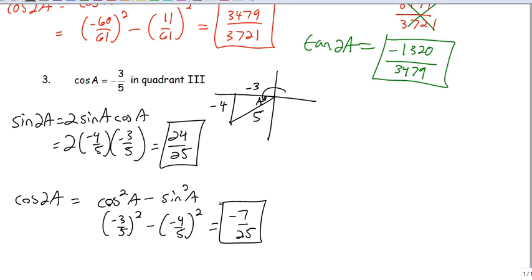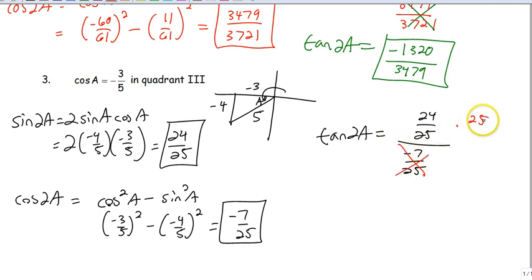So that is our cosine of 2a. Remember tangent, we just divide them. It's sine over cosine. Sine was 24/25 over cosine, negative 7/25. And we flip it and multiply. So when I flip this, I turn it into 25 over negative 7. The 25's cancel, and tangent of 2a is equal to negative 24/7.